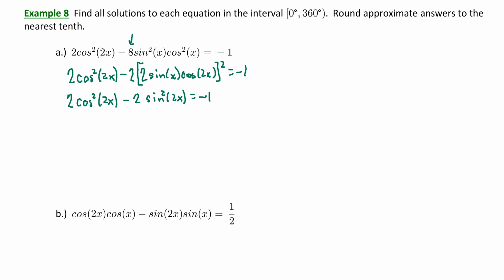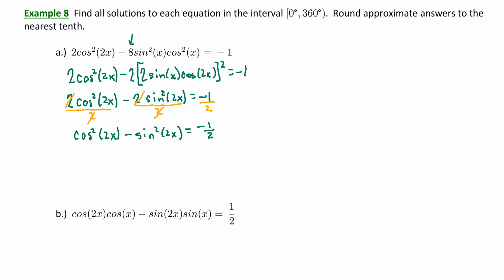We have 2 cosine squared of 2x minus 2 sine squared of 2x equals -1. Oops, don't forget my square. There we go. To simplify the coefficients, I'm going to divide every term in that equation by 2. This leaves behind cosine squared of 2x minus sine squared of 2x equals -1/2. So we've knocked out one problem. Now both of our arguments are the same. However, we're still dealing with two different trig functions.